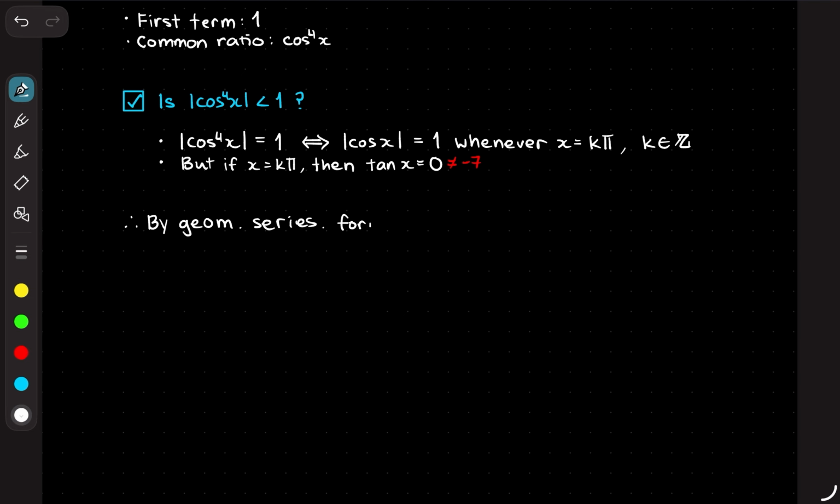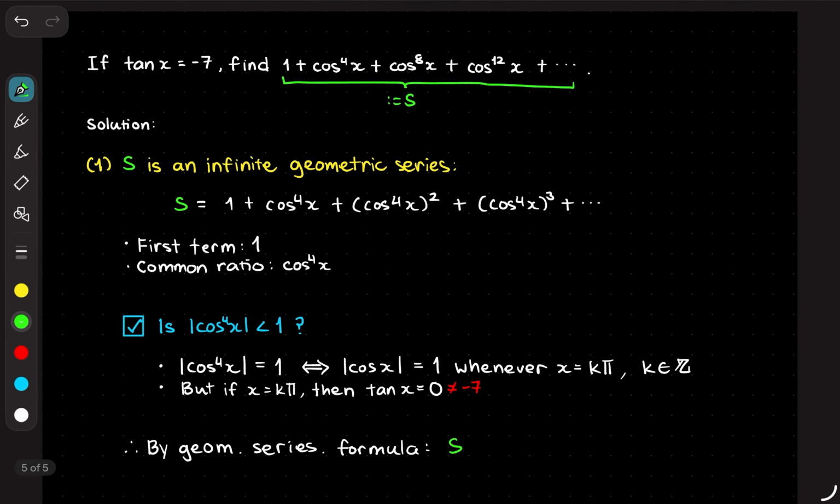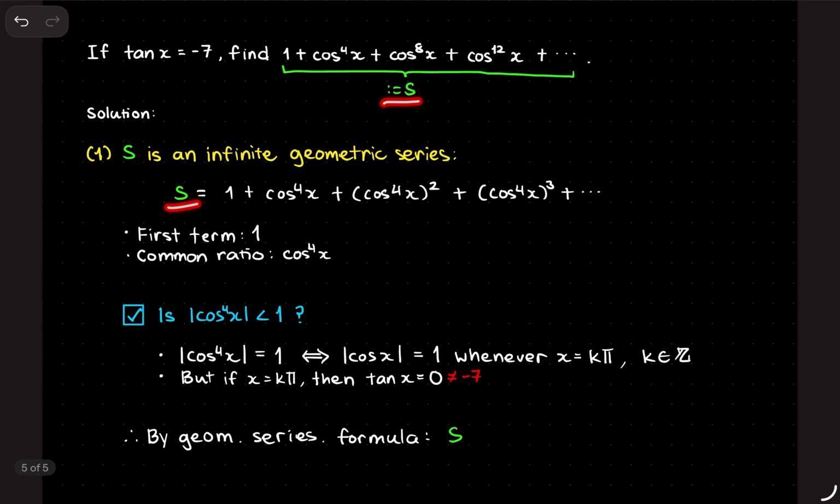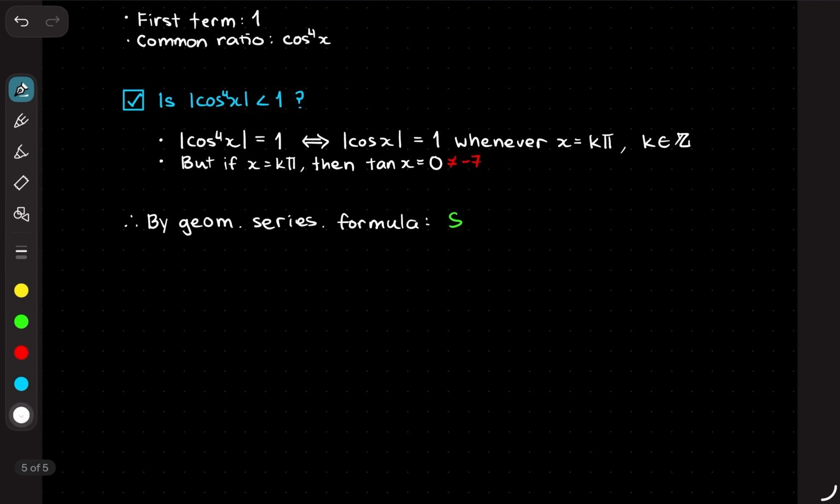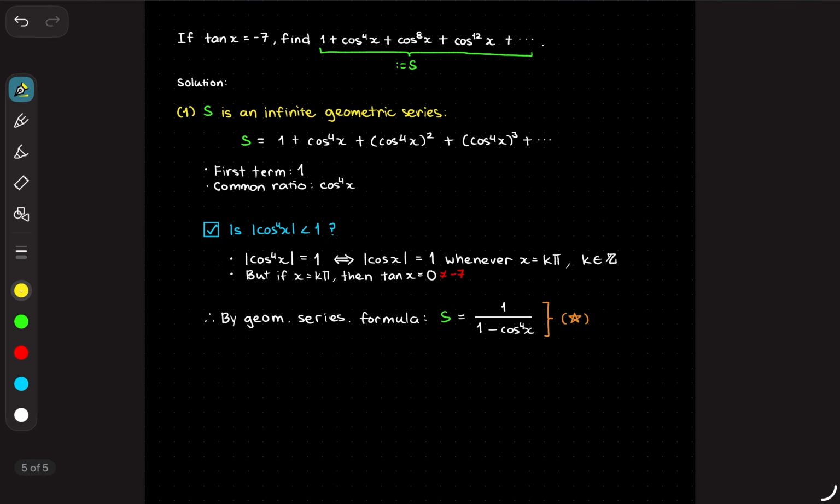So by the geometric series formula, in fact the infinite geometric series, we can write our sum S. S again here is this. We can write our sum S in terms of the first term and the common ratio. In our case, our first term is 1, and our common ratio is cosine x raised to 4. Since we will be needing this later on, let me put a star out here, or whatever variable you want to use. Okay, good. So that finishes the first step for this solution.